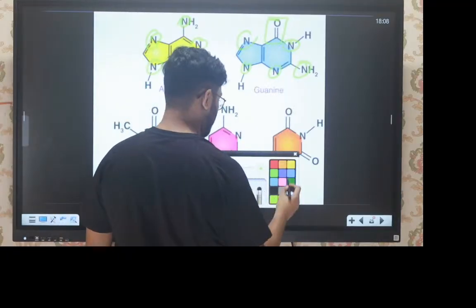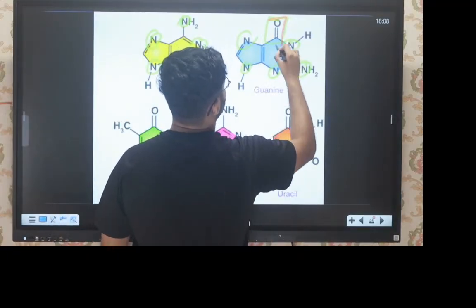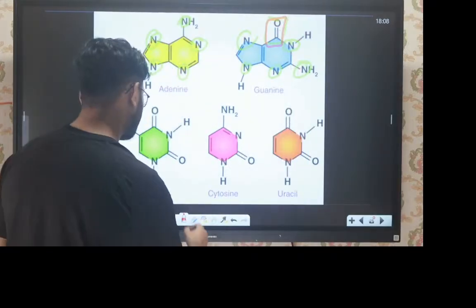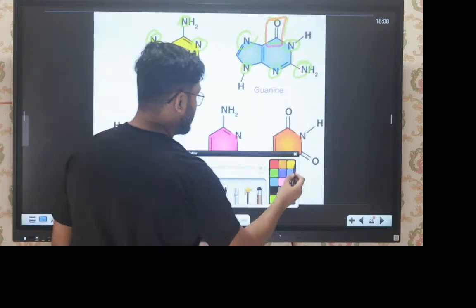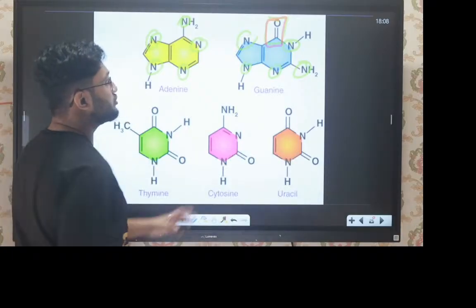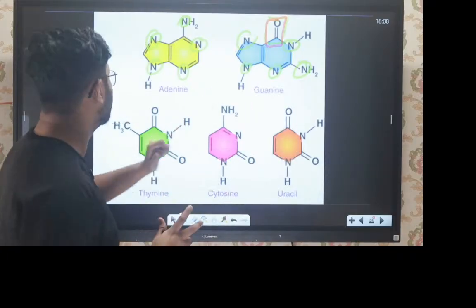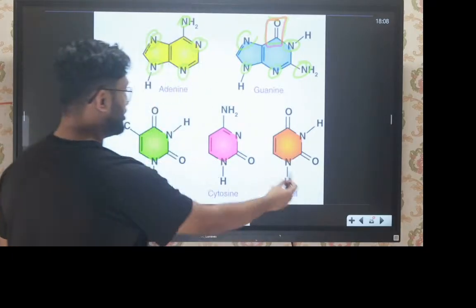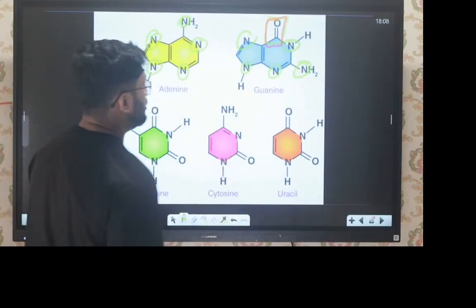I will just highlight it in a different color. This group, C double bond O. Okay, this is for adenine and guanine. That's how you will know when you're drawing that you're right. Thymine, cytosine and uracil have a single pentose sugar.